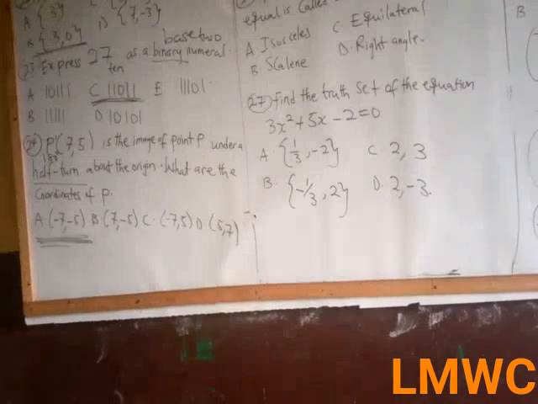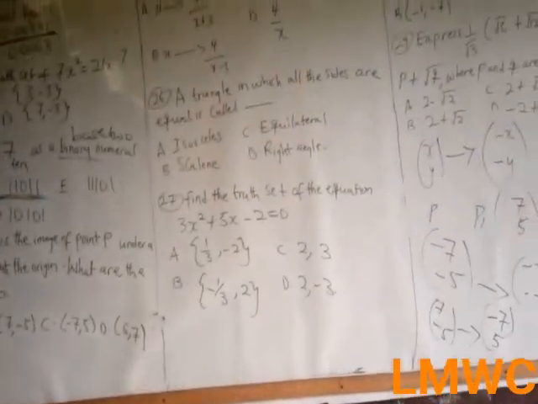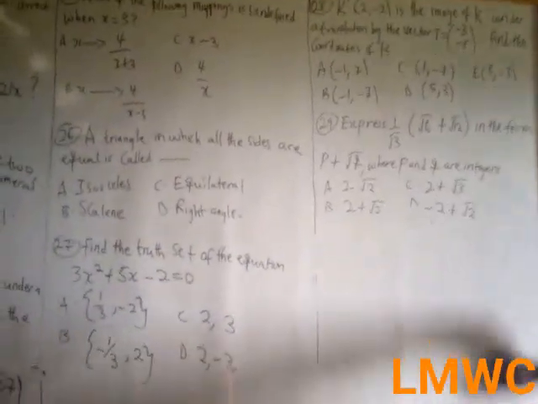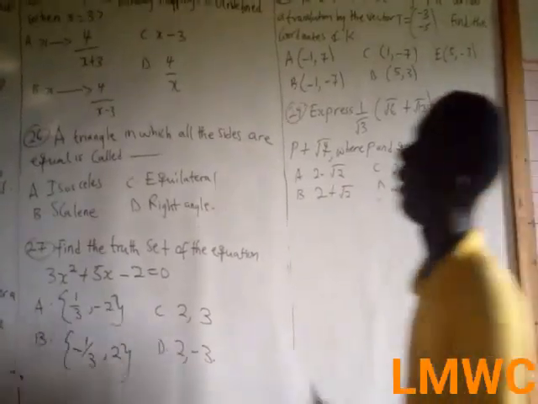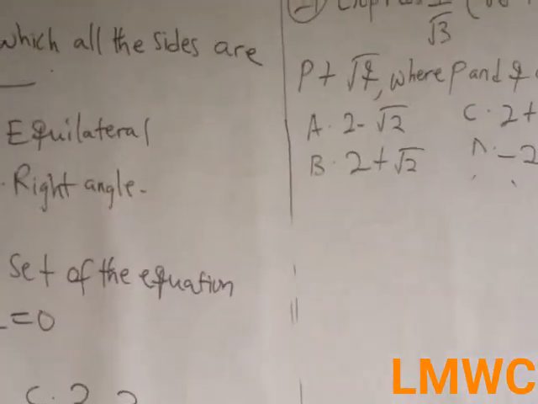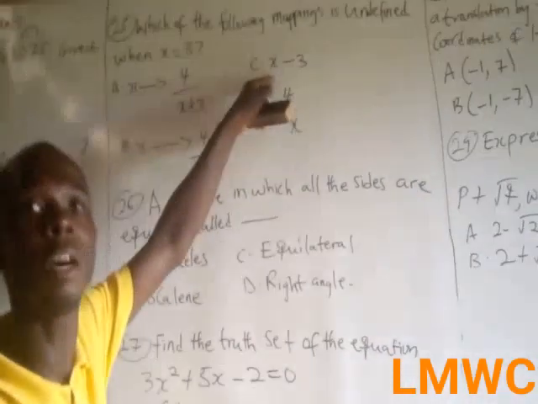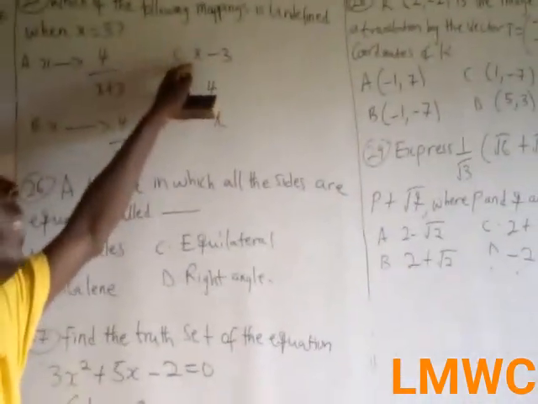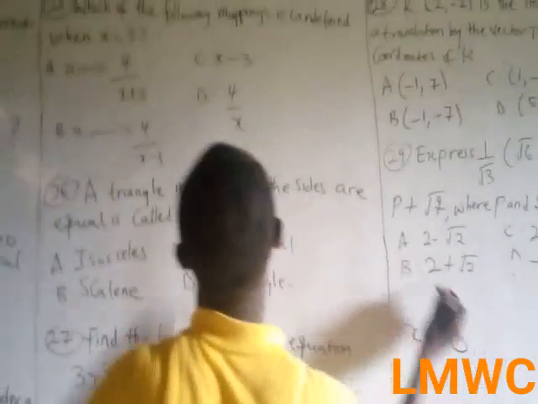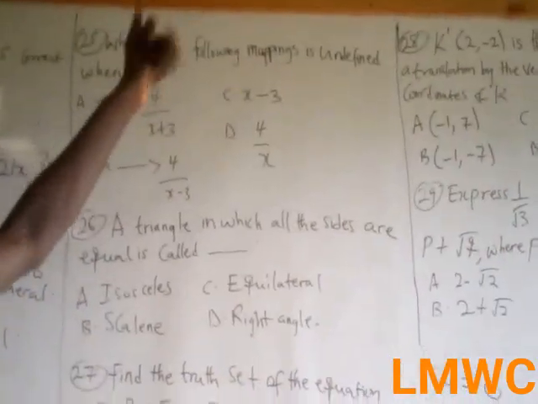25. Which of the following mappings is undefined when x is equal to 3? Anytime you hear of undefined, they will give you a numerator and denominator, and always you will equate the denominator to 0. So we have A, B, C, D, but in C we do not have any denominator. This means C is out. D, once we equate the denominator to 0, we have x is equal to 0. But they are giving us x is equal to 3.